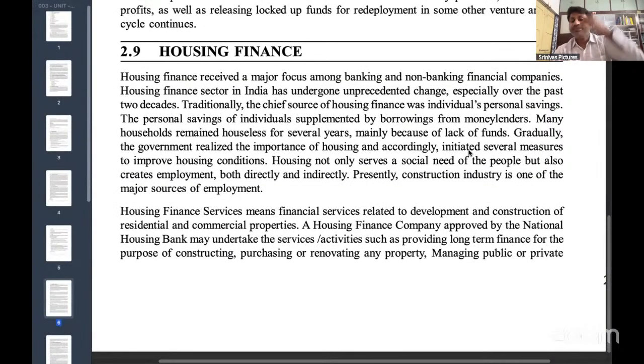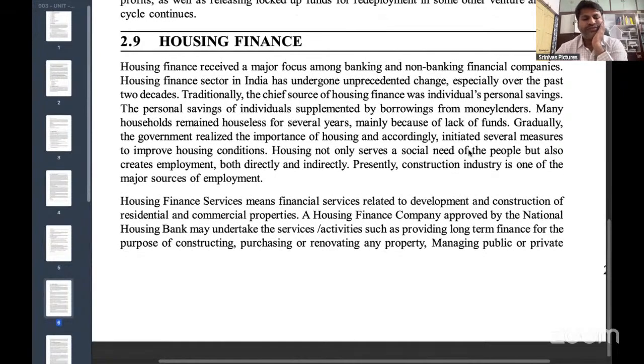See, housing finance is nothing but loans provided for the construction of individual houses for personal finance. That is housing finance only. Housing finance services mean finance services relating to the development and construction of residential and commercial properties. Housing finance companies are approved by the National Housing Bank.